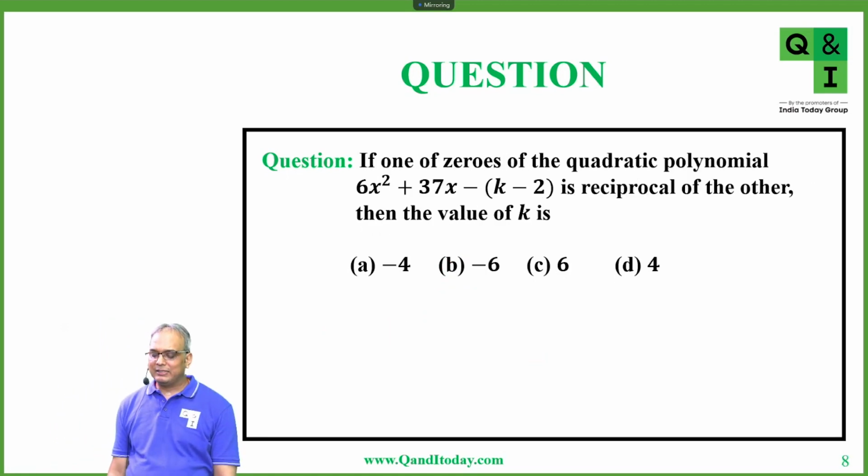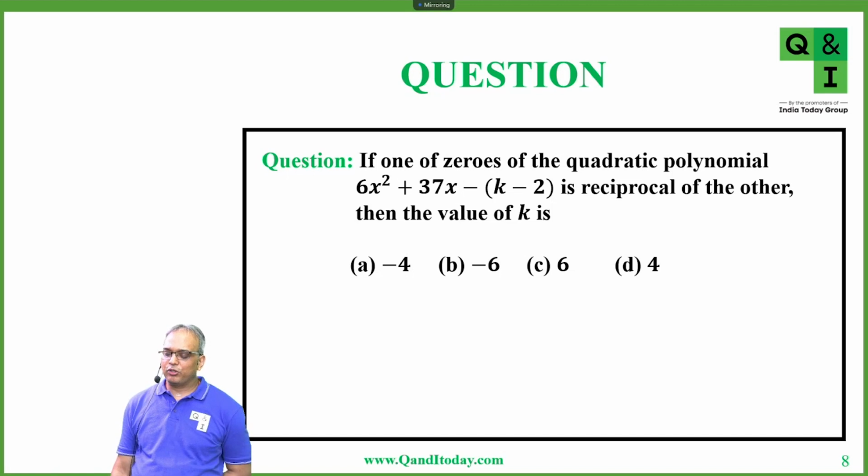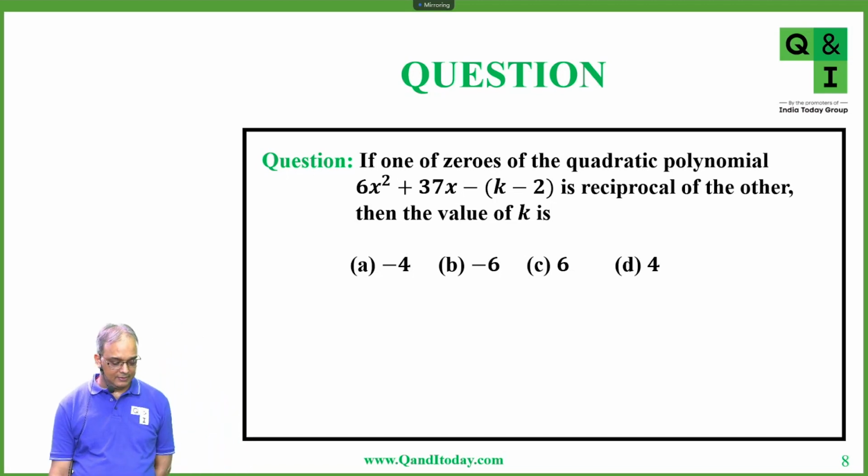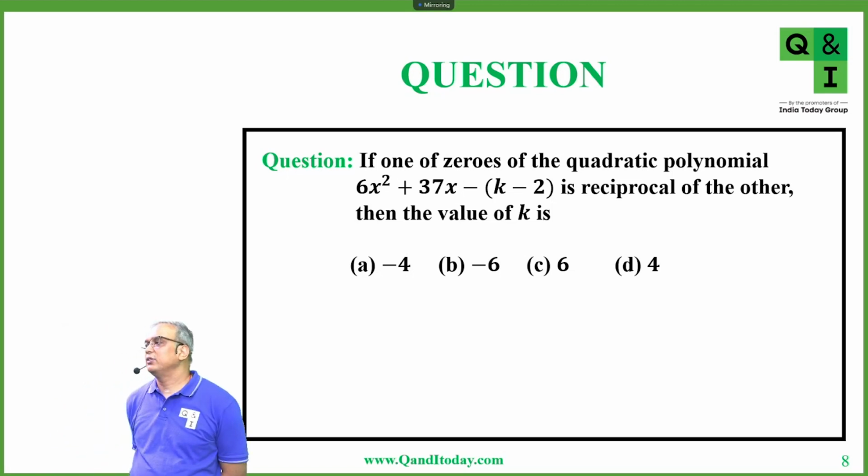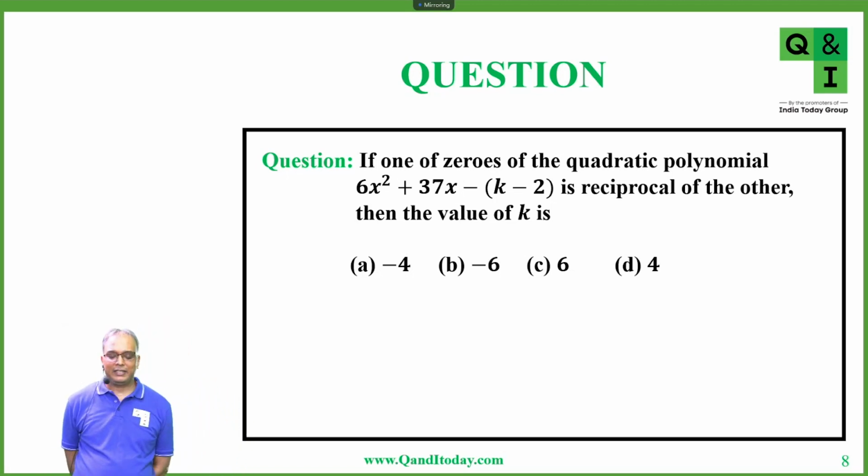Next one: if one of the zeros of the quadratic polynomial is the reciprocal of the other, then find the value of k. One of the zeros is the reciprocal of the other, you have to find the value of k.